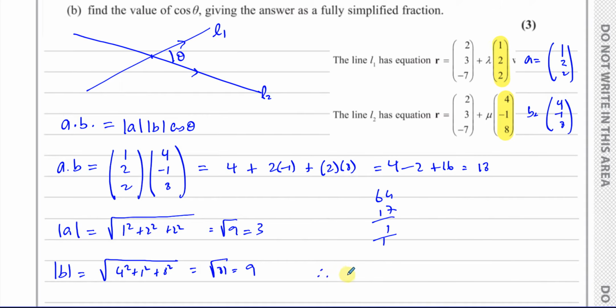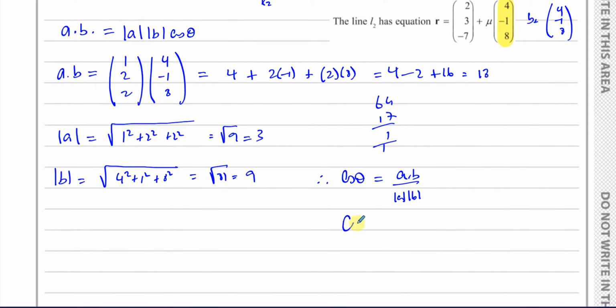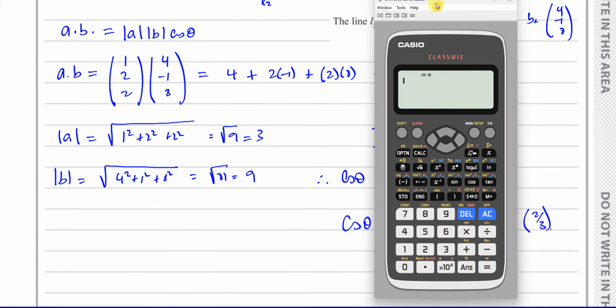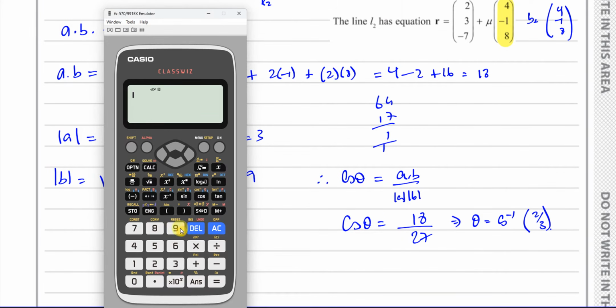So therefore we can say that the cosine of theta, if we rearrange that, is the dot product A dot B over the product of the magnitudes of A and B. So cosine theta is equal to 18 over 3 times 9, which is 27. Okay, so theta is equal to inverse cosine of 18 over 27. We are in degree mode, good.